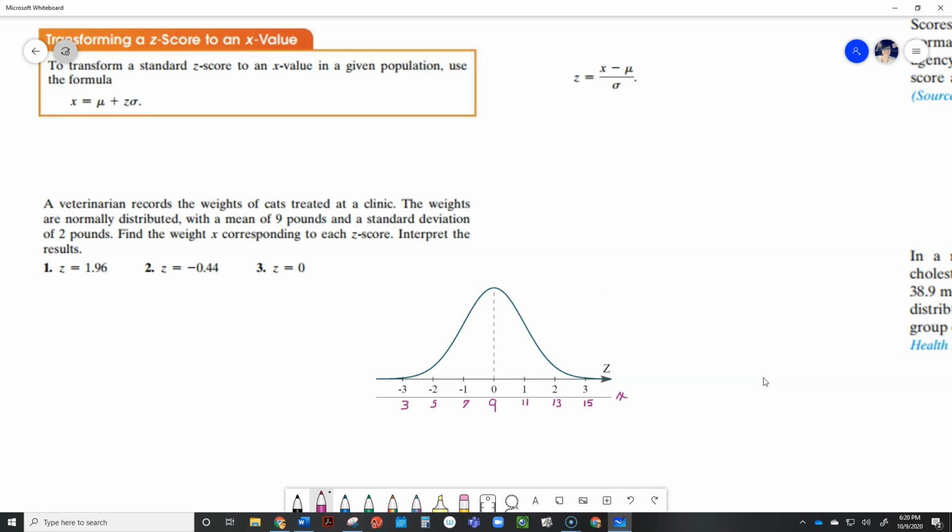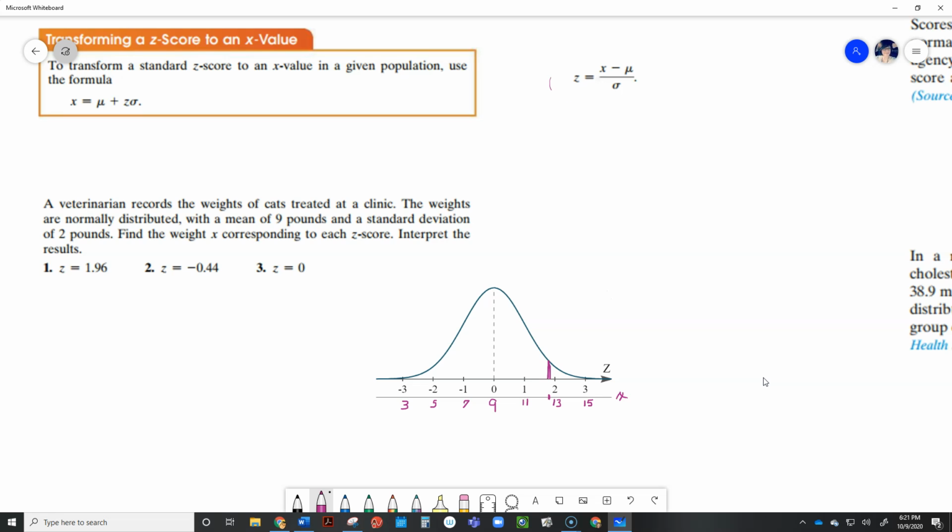A z-score of 1.96, that's going to be almost at 2. Okay, so we know that z-value is going to be somewhere a little bit shy of 13 pounds. So I'm going to guess 12 point something pounds. But guessing is not good enough. We want an x value for that z-value of 1.96.